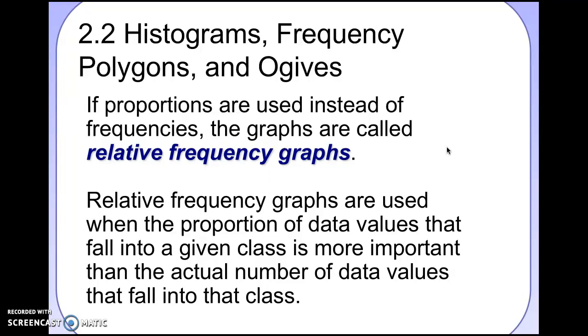If proportions are used instead of frequencies, the graphs are called relative frequency graphs. Relative frequency graphs are used when the proportion of data values that fall into a given class is more important than the actual number of data values that fall into the class. So this would be used if you want to compare two different populations and the numbers are drastically different.